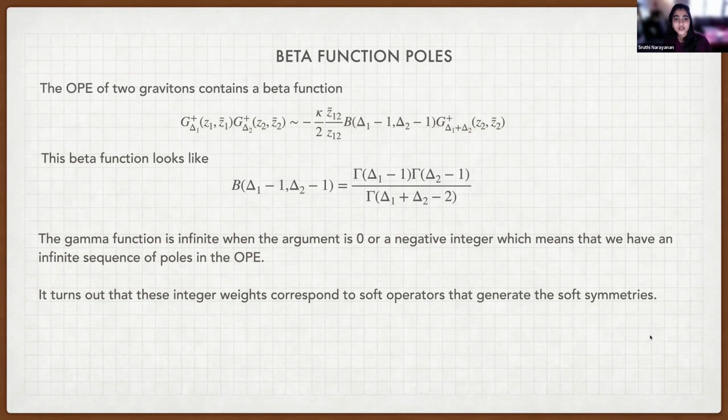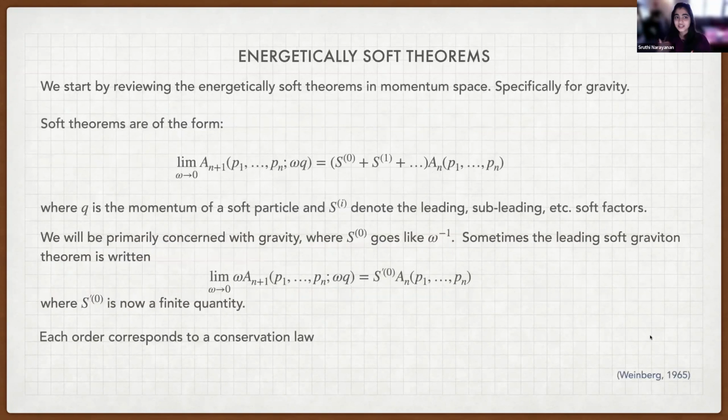So let's now turn our heads to soft theorems. As a brief review of energetically soft theorems in momentum space, we know that soft theorems are usually of the form: I take some amplitude which has n+1 particles, one of them is taken to be soft, omega is taken to be 0, and I can now write down an expansion on the other side in all orders in omega, and each order is the leading, subleading, etc.